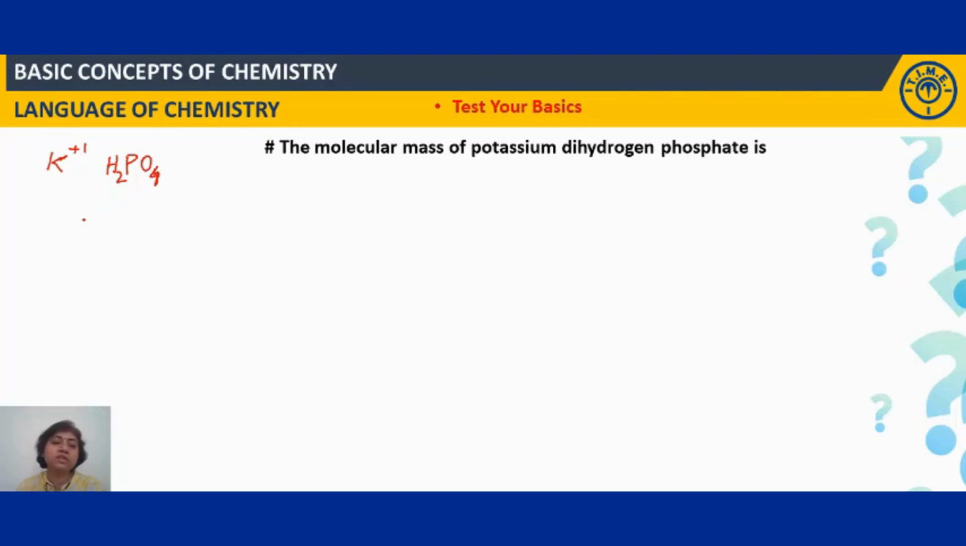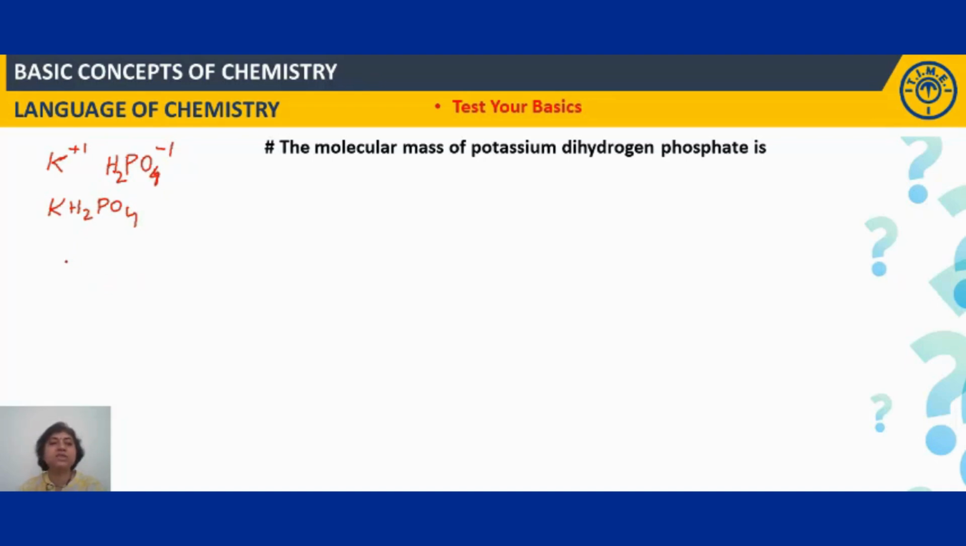Along with that 2 positive charges are added. So what will be the resultant charge? Minus 3 plus 2, so it is minus 1. Fine. So K plus 1, H2PO4 minus 1, crisscross method. So the formula is KH2PO4. Now how will you calculate the molecular mass?